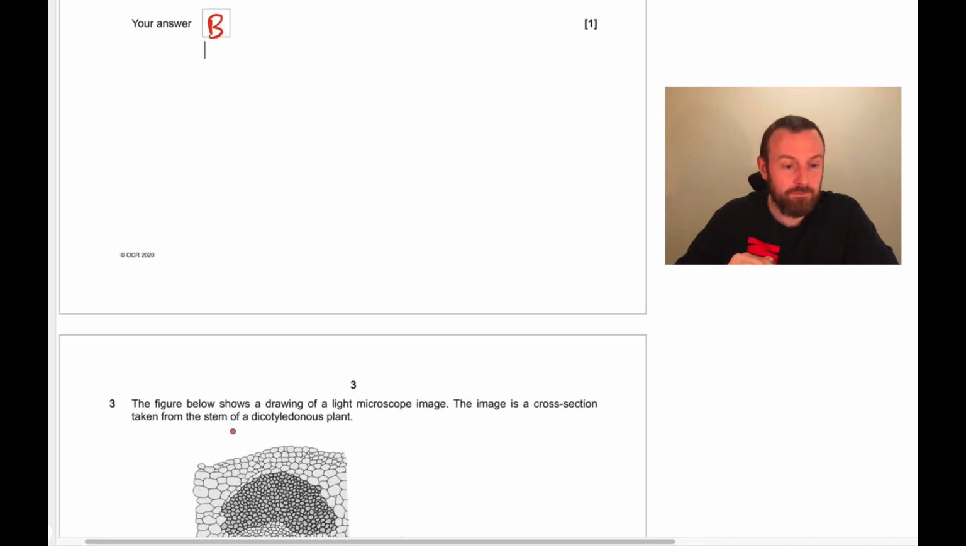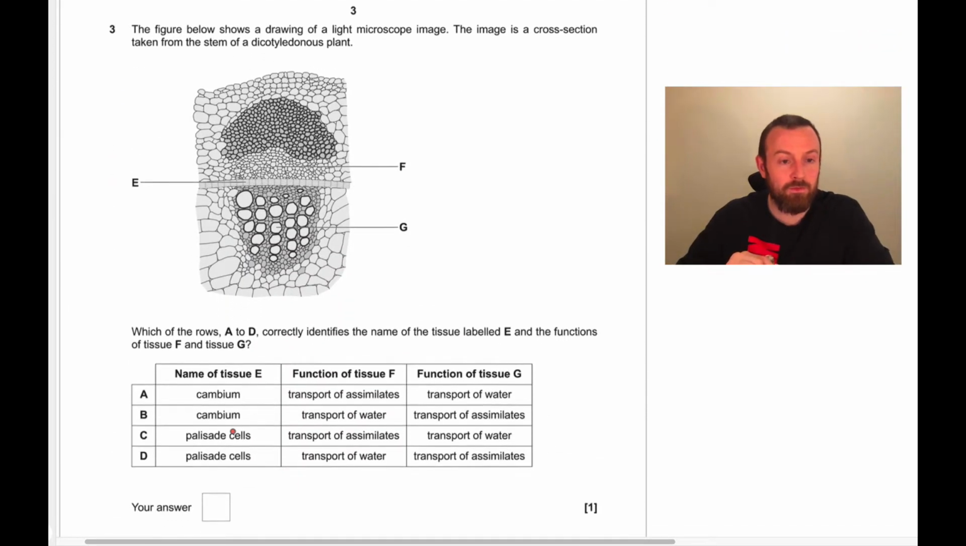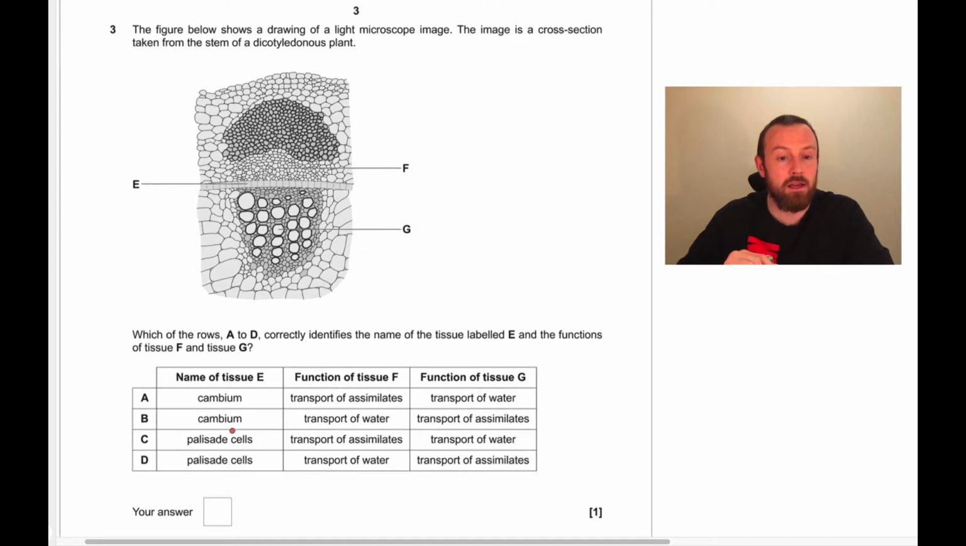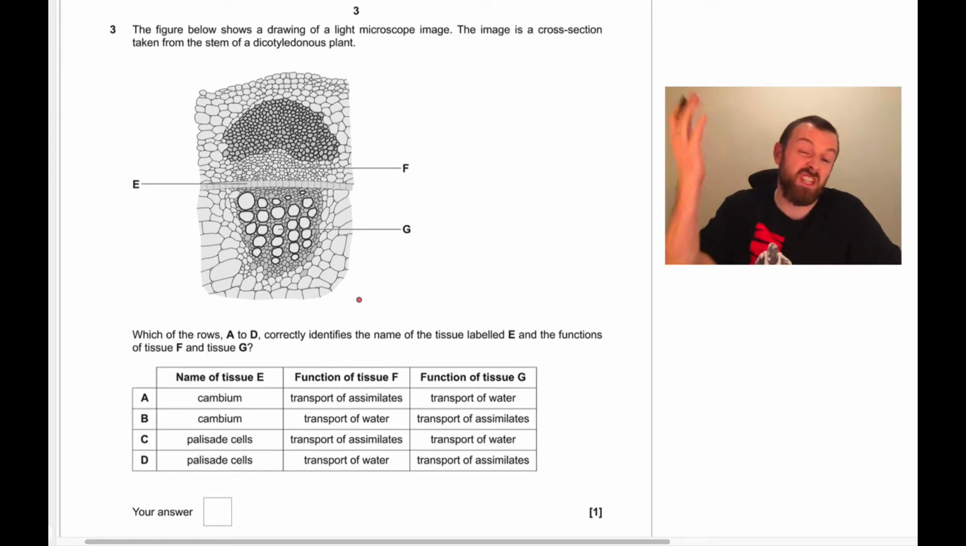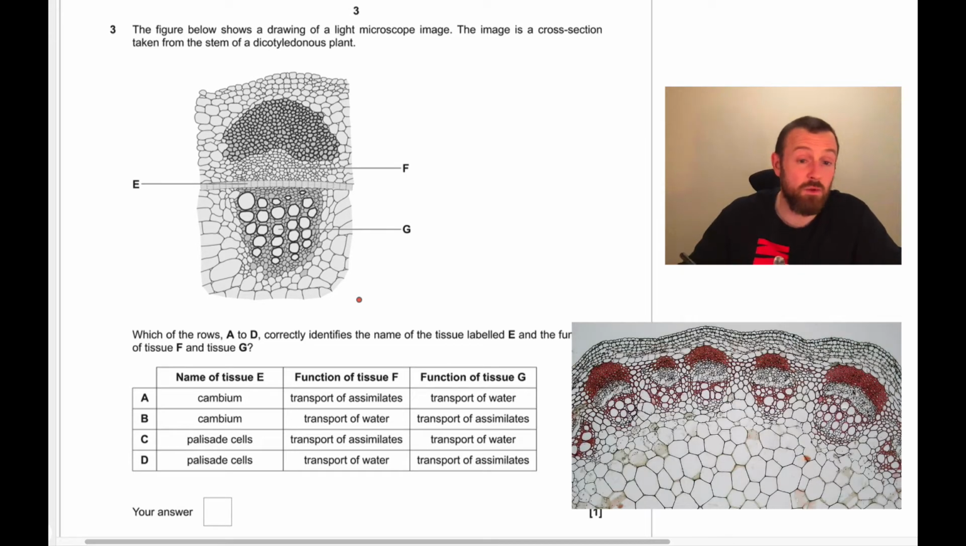Question 3. Okay, here is a slice of plant tissue showing the stem. You need to basically remember what's what. So we could just start by labelling. That's the cambium right there. G, this is the xylem. You can see these big empty cells here. And F is the phloem.